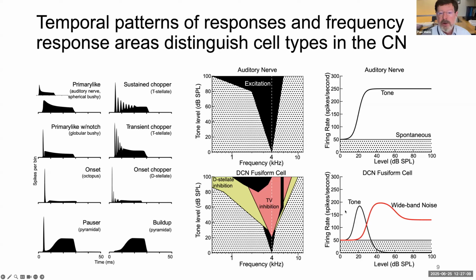And particularly in the dorsal cochlear nucleus, there's another type of response. It's called the type 4, or sometimes type 5, response area, depending upon the structure, that's seen in the fusiform cells and in the giant cells. There, the cells can have spontaneous activity. They have a low threshold area of excitation, but as you go up in intensity, they become inhibited. And that inhibition is provided by the 2 inhibitory inputs, the tuberculoventral cells and the D stellate cells.